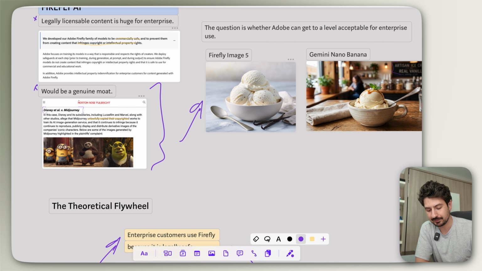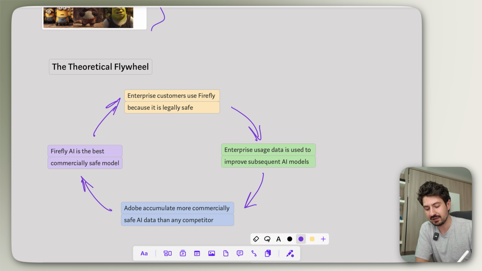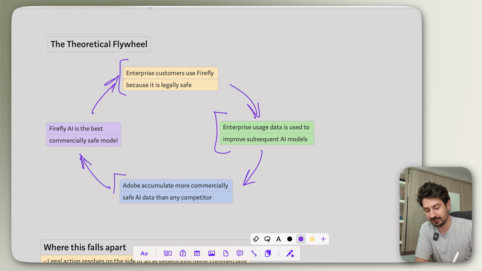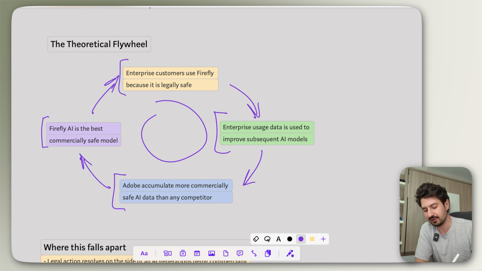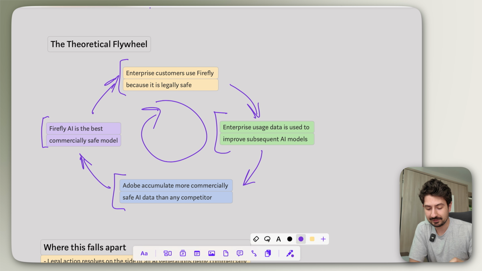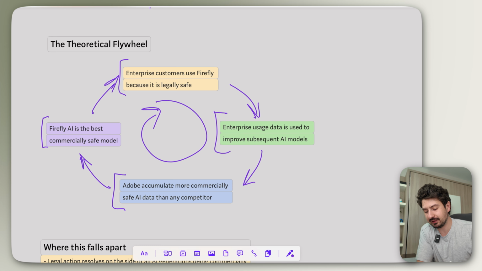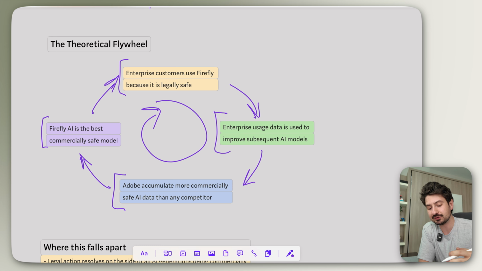That's a question outstanding. The theoretical flywheel here would be that enterprises use Firefly because it's legally safe. That usage data gets used to train the subsequent Firefly models. They can accumulate more commercially safe AI data than any competitor, and they have a head start. And then they get the best commercially safe model, and enterprises continue to use it. And then that would continue indefinitely, hopefully, for Adobe. This would be a true network effect because their product is getting better as more and more enterprise customers onboard and then use the product.